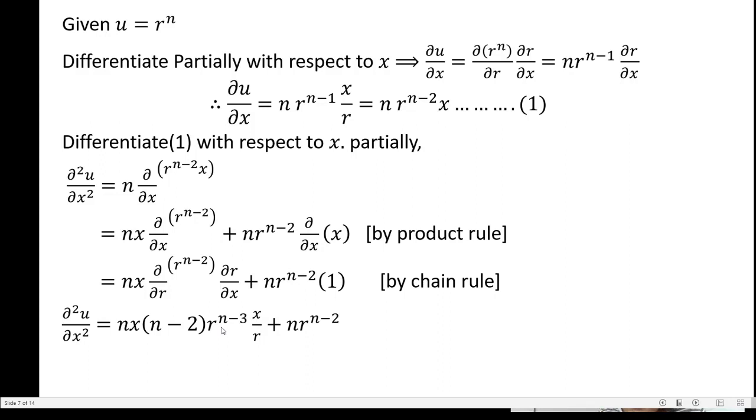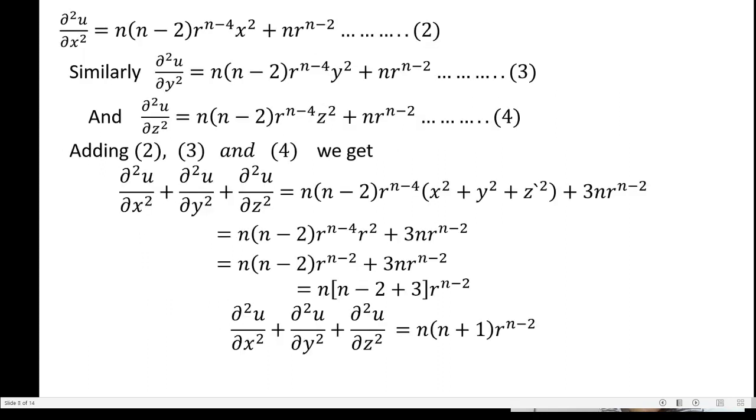Next, we have to find out del square u by del y square and del square u by del z square. So here, del square u by del x square is, we got this result. In the similar way, we can write del square u by del y square as n into n minus 2 r to the power of n minus 4, in the place of x, we have y square, plus n r to the power of n minus 2. And del square u by del z square is equal to n into n minus 2 into r to the power of n minus 4 into z square plus n into r to the power of n minus 2. Right? This is equation number 2, this is equation number 3, this is equation number 4.